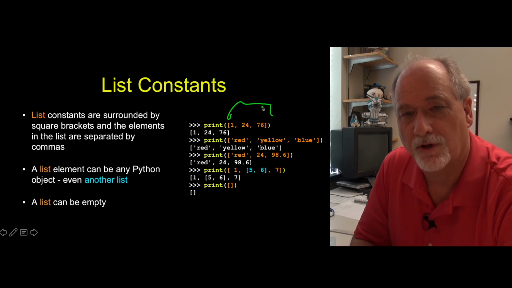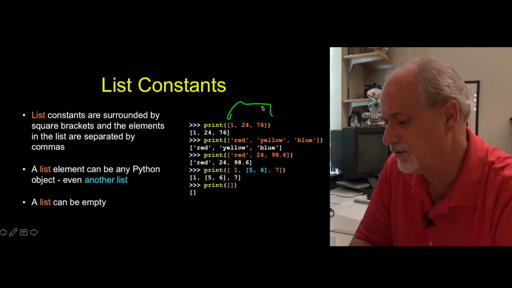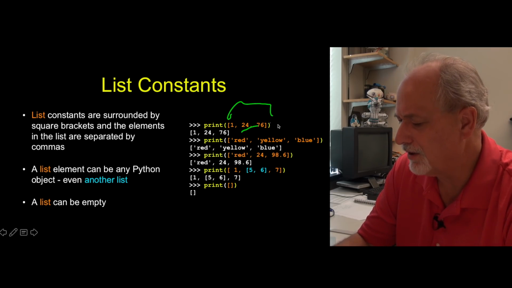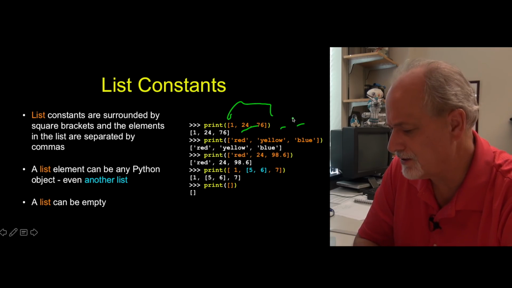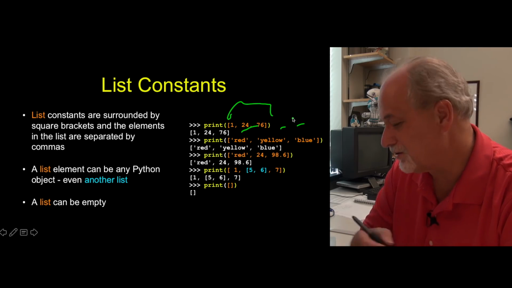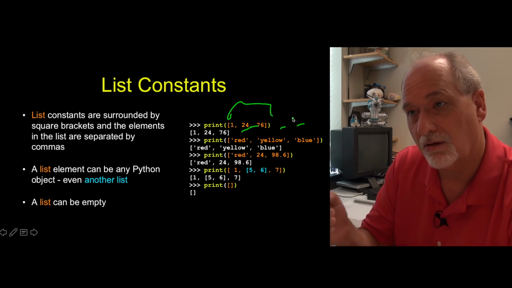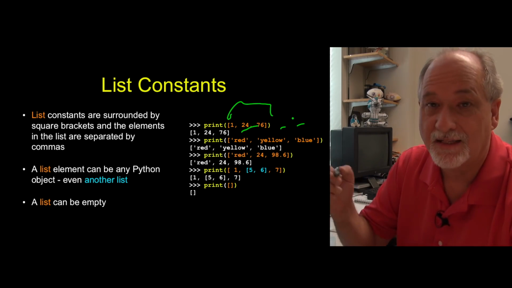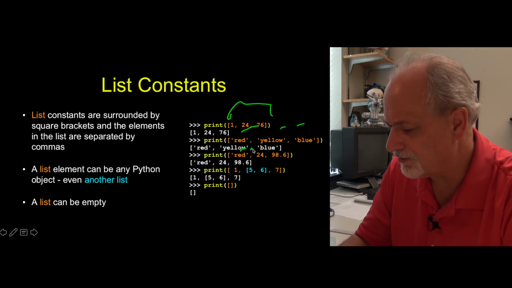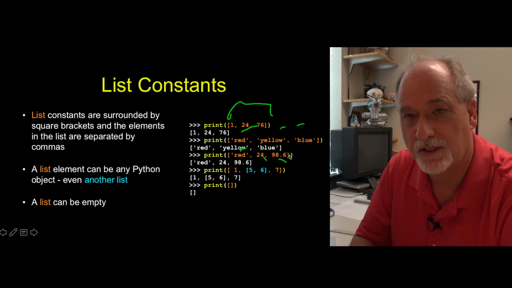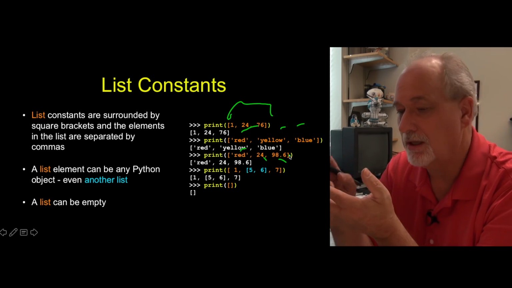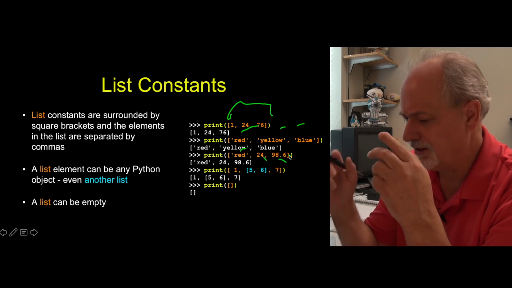But 12, 24, 76 is a 3-item integer list. Red, yellow, and blue is a 3-item string list. But it doesn't all have to be integers or strings. Python can handle different kinds of data in different positions in the list. So red, 24, 98.6 is a 3-item list with a string, an integer, and a floating point number.